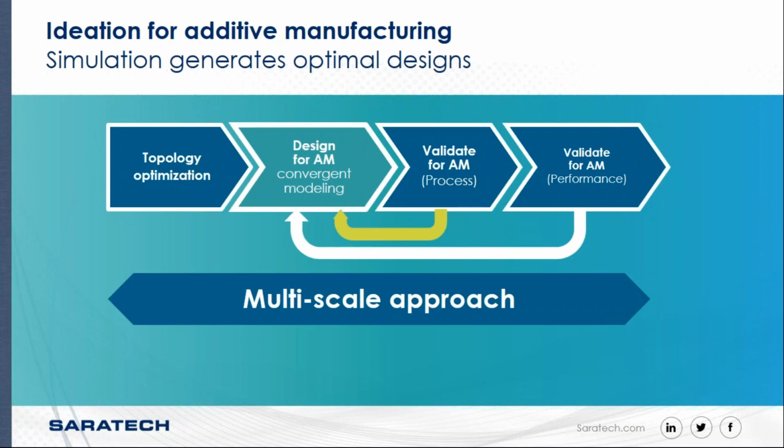So we're taking away a large portion of the design headaches of today's day and age. Traditionally, we'd have to create these parts to find out that they were not going to be adequate for the design purpose. Now we can simulate these and get it right from the beginning instead of having to do it later. So we have our topology optimization, our design for additive manufacturing using convergent modeling. We can validate for additive manufacturing. Then we can come back to design for AM if we need to, or we can continue on, validate for AM for the performance, and we can continue back to design for additive manufacturing if need be. It's a multi-scale approach, all inside of the software and not the hardware.